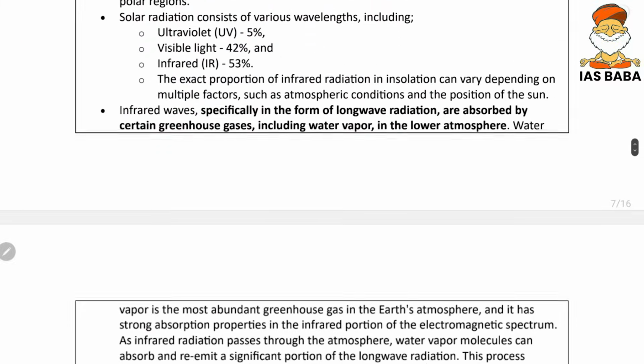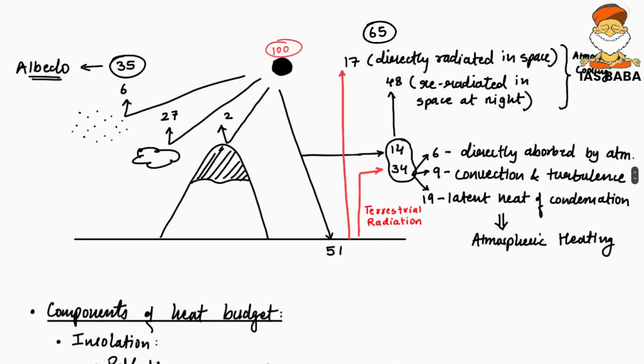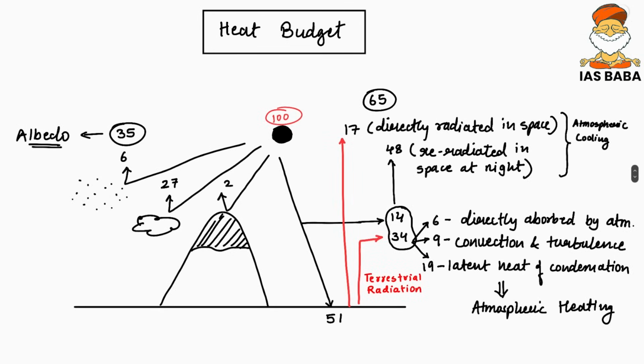So here let us see this with respect to the heat budget. Of the sunlight that is coming in, 2 units are reflected from the snow covered mountains, 27 units are reflected from the clouds, lower clouds and higher clouds both, and some units are reflected by the dust particles. So around 35 units are reflected back, which is known as the albedo.